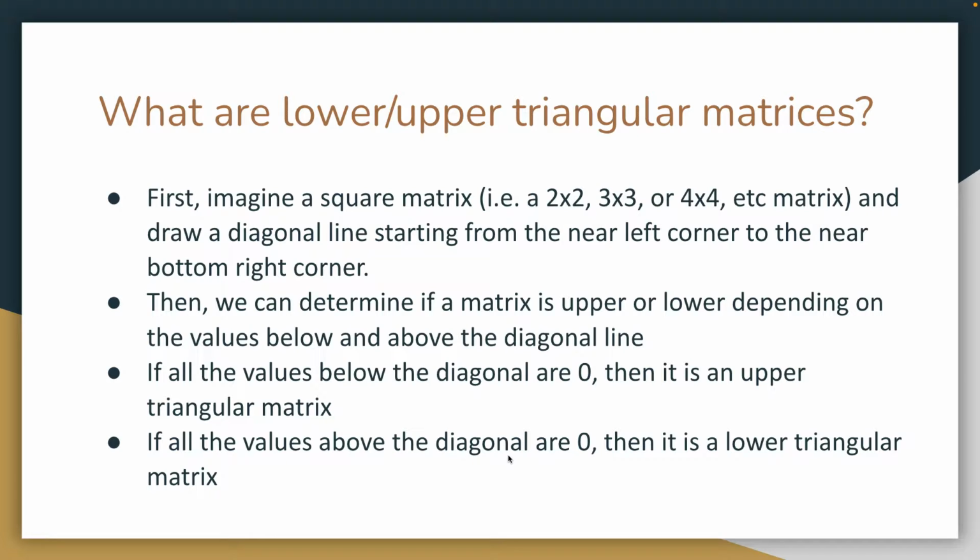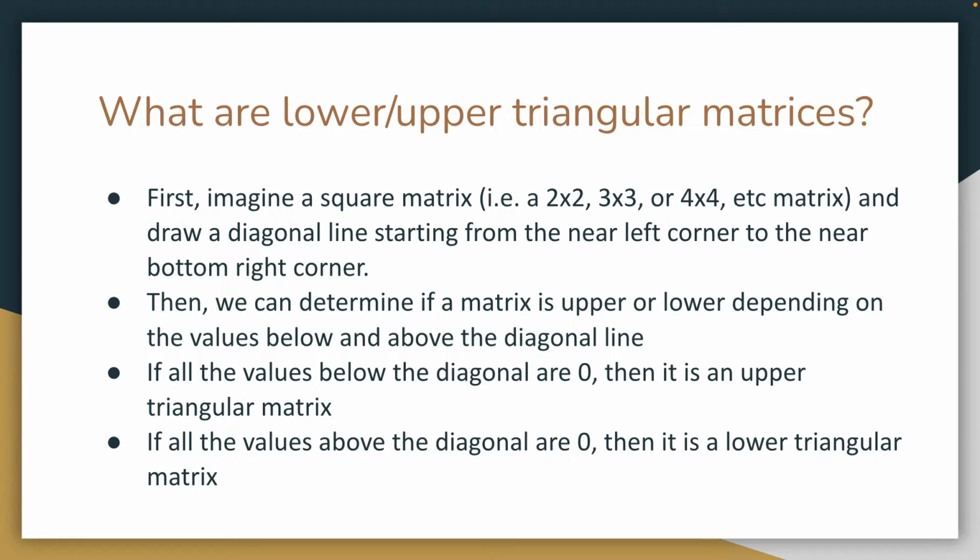So what are they? Basically, you want to imagine a square matrix and draw a diagonal line starting from the top left-hand corner to the bottom right-hand corner. Depending on the values above and below the diagonal line, we determine whether they're upper or lower triangular matrices. So how do we do that?